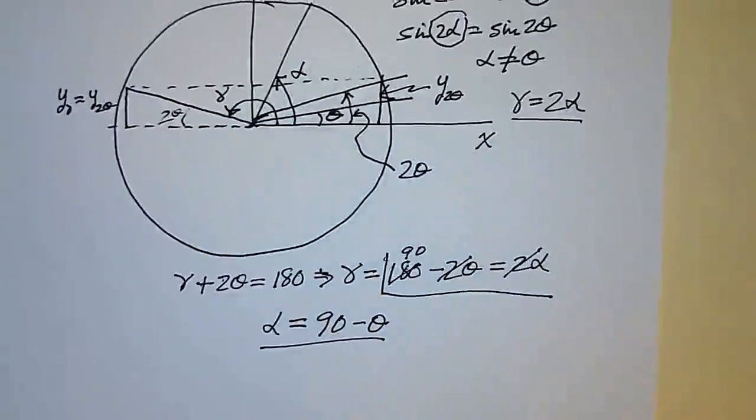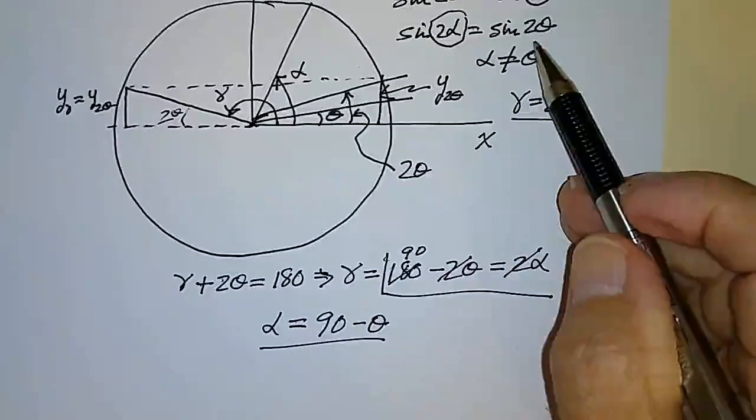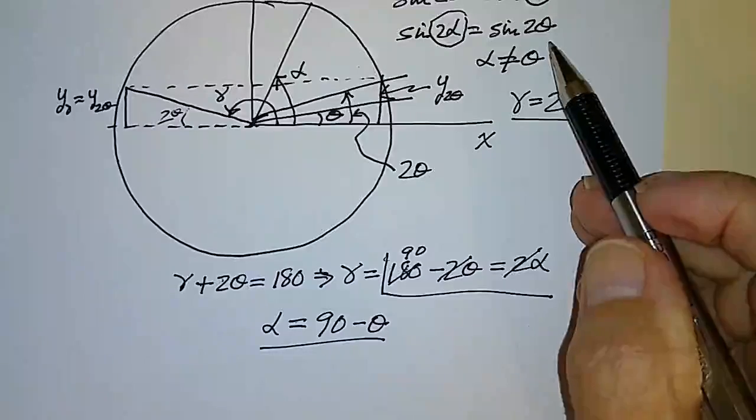An angle in the first quadrant such that the sine of 2 alpha is equal to the sine of 2 theta. And the reason for this is to use in the range problems.